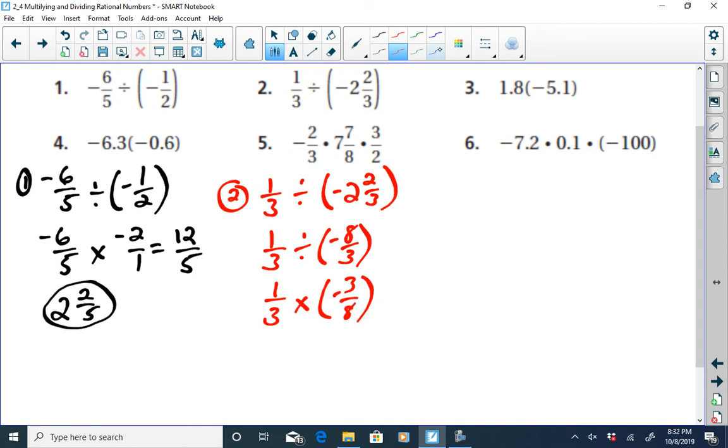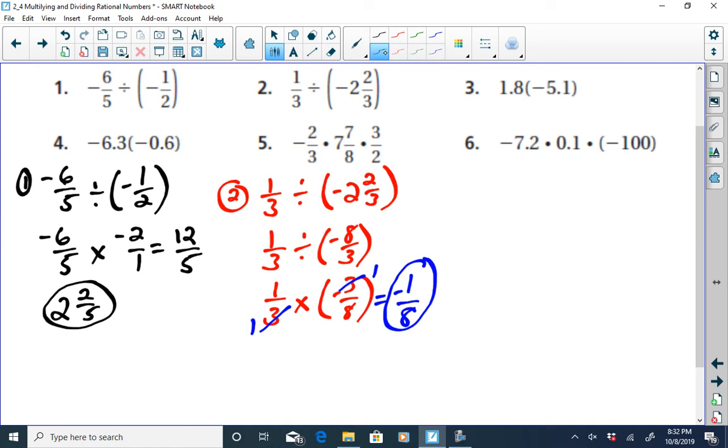I always like to check to see if I can divide out, and I can divide out my 3's here. Alright, so that's going to be 1, and that's going to be 1. Alright, so we're left with 1 times 1 is 1, 1 times 8 is 8, a positive times a negative, right, that's going to be negative. So we have negative 1/8 would be our quotient there. Problem 3.